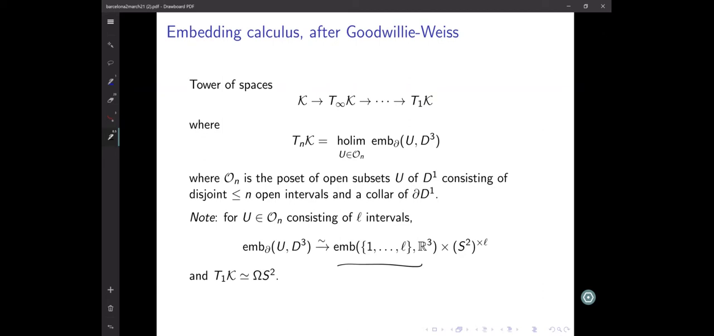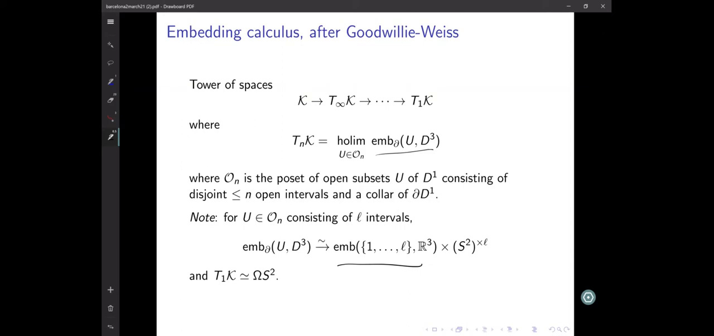So these spaces are sort of, well, we would hope that they're easier to understand. They involve configuration spaces, things that we understand to a degree. And the other thing is, if you take the first approximation, then all these spaces in this diagram are essentially just one. It's either one sphere if you take an open set consisting of a single interval, or a point if you just take the collar, right? Because on the collar everything is fixed.